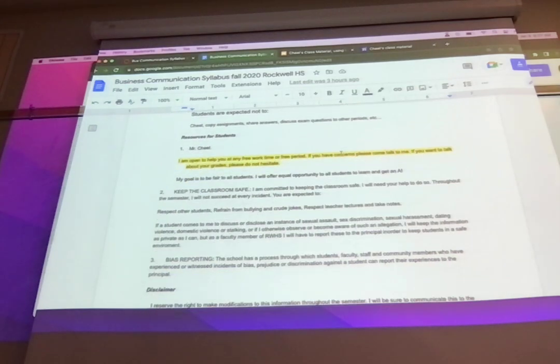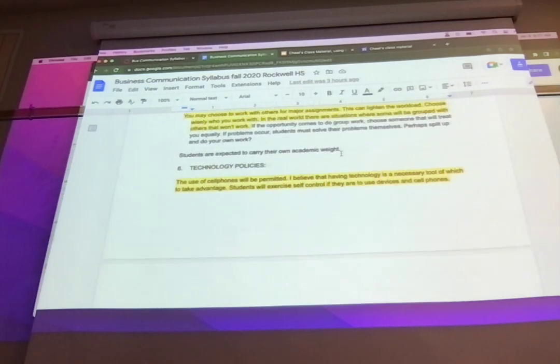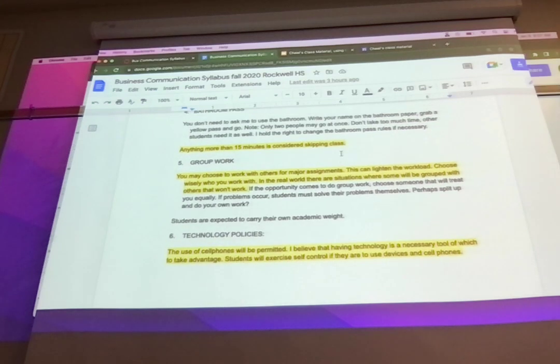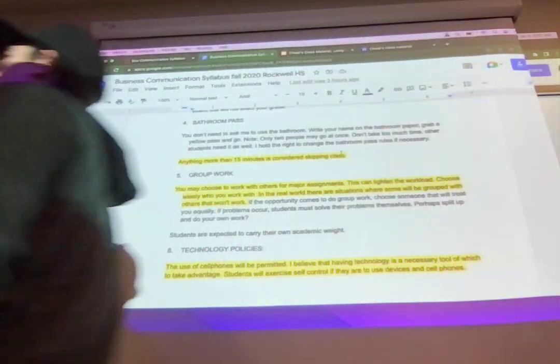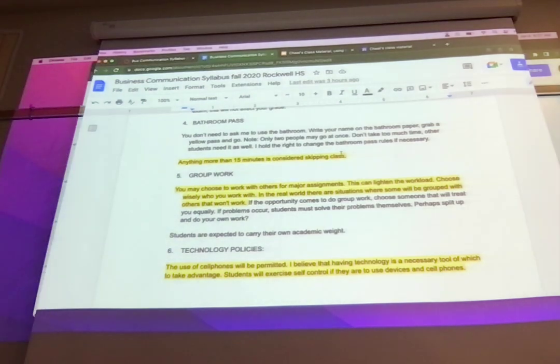Who knows about my bathroom rule? Okay, let me show you. Everyone turn your heads back here. Some of you already know this. If you need to use the bathroom, it's not kindergarten. You don't have to ask me. Just put your name down. Okay. Please, only 2 of you at once.